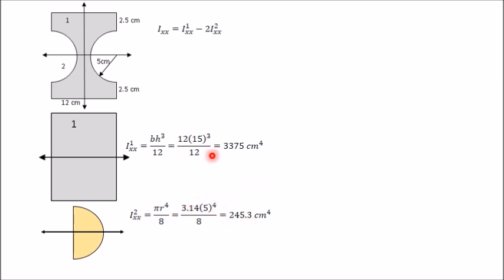Now put all these values in this equation, you will get moment of inertia of the composite figure. So moment of inertia of the composite figure will be 3375 minus 2 into 245.3. So ultimately you are getting 2884.4 centimeter raised to 4.